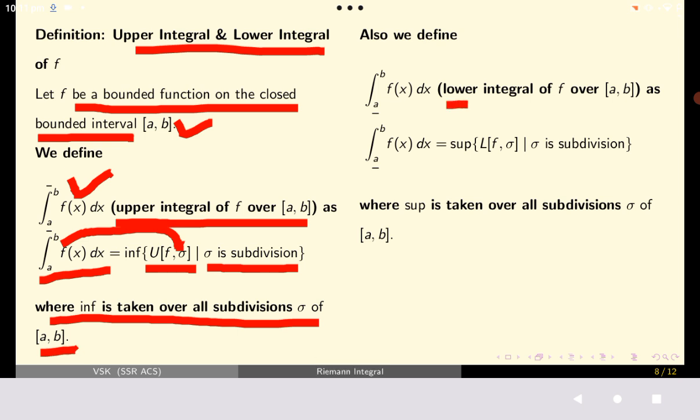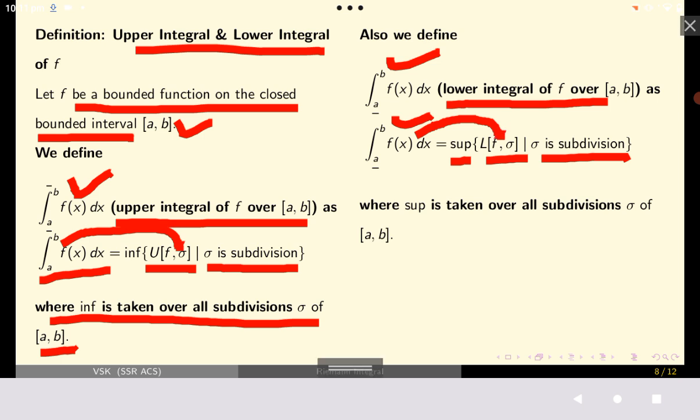Similarly, we define the lower integral of f over [a,b], denoted by this notation, as the supremum of all L(f, sigma), where sigma is a subdivision. Again, keep in mind a lower integral is connected with lower sums, and we take the supremum of all lower sums where sigma is any subdivision. We vary sigma over subdivisions and finally take the supremum, where the supremum is taken over all subdivisions sigma of [a,b].